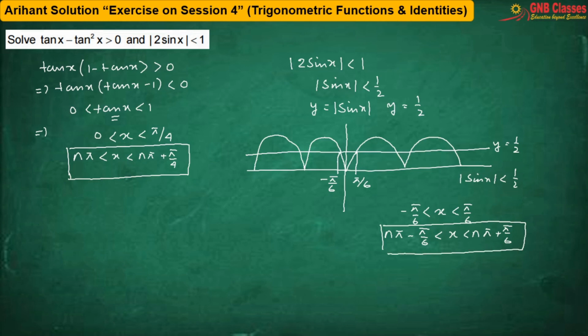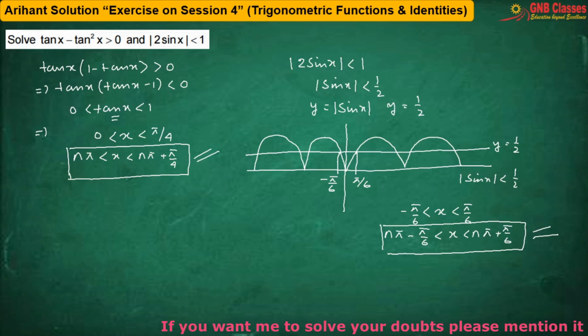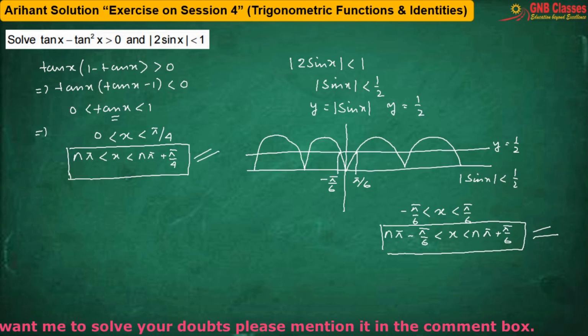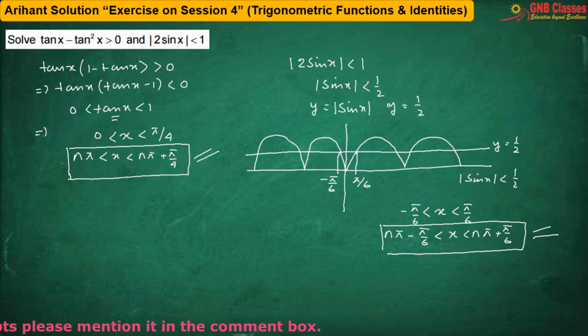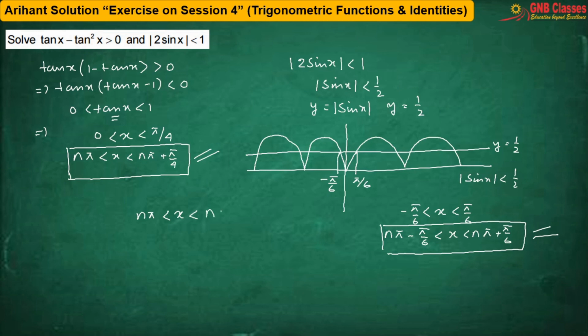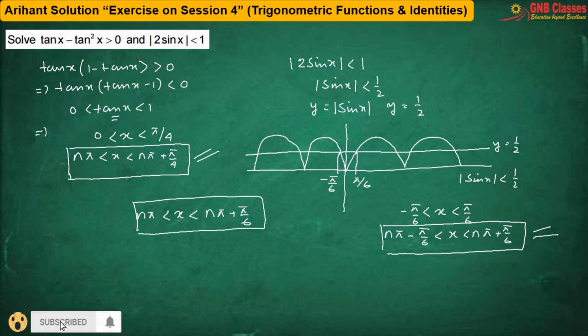Is it clear? Now, we have to find out the common region between these two. Clearly, we will say that the common region is x greater than n pi and less than n pi plus pi by 6. Is it clear or not? Therefore, this is the general solution set for which the given two inequations will be satisfied. Is it clear to all of you? Okay.